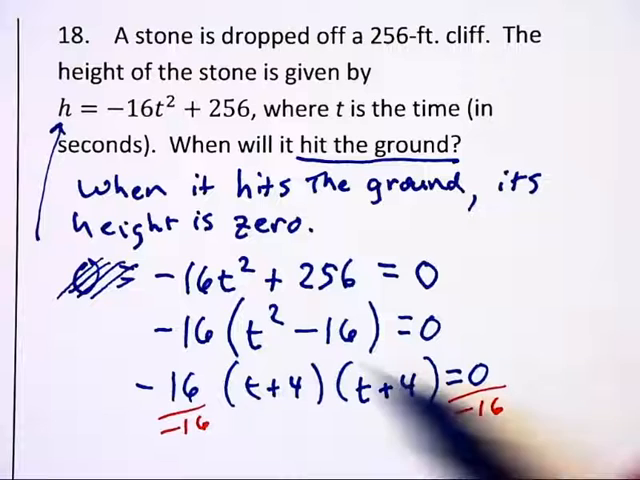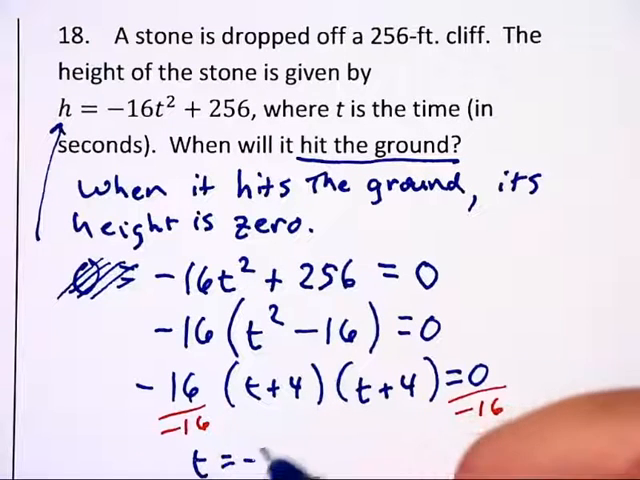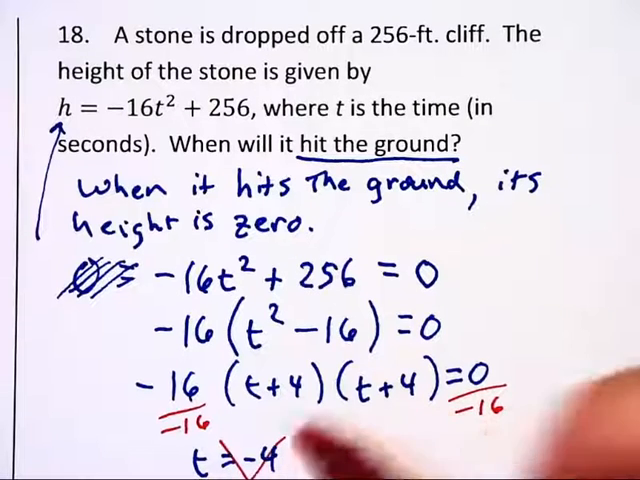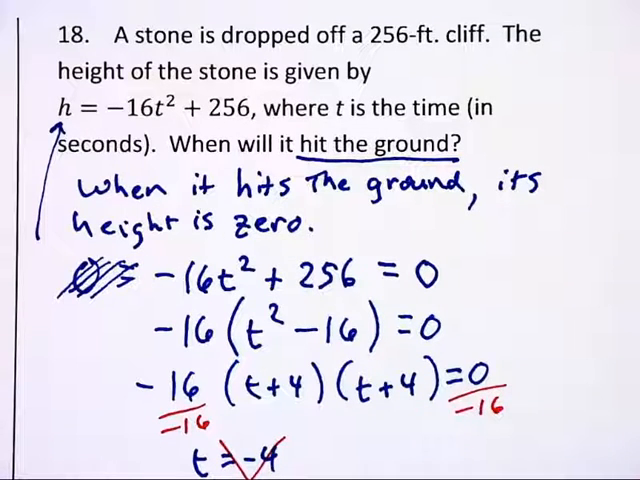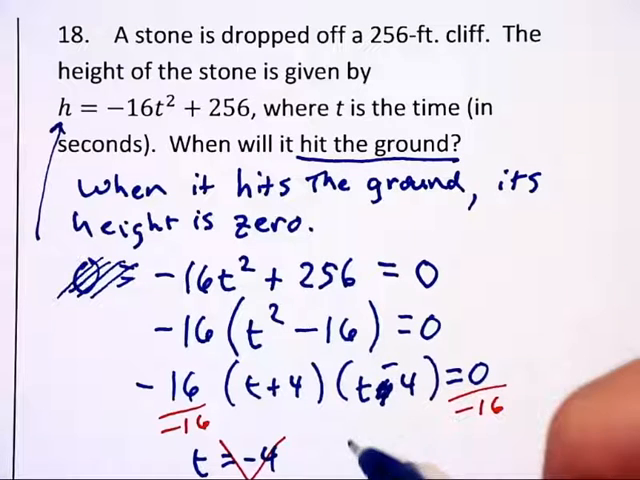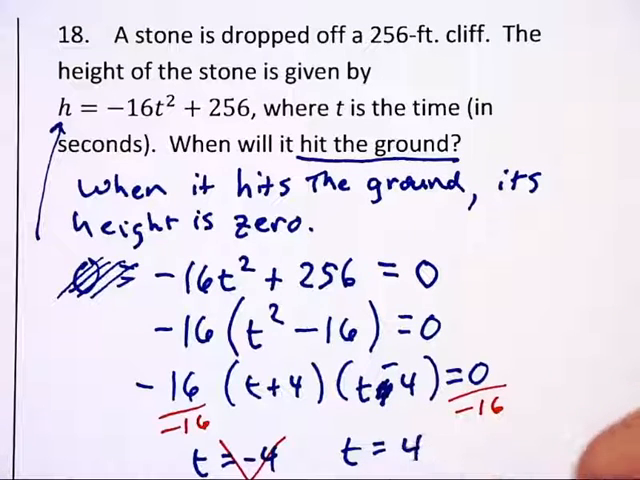And so basically we have t equals negative 4 seconds, which makes absolutely no sense. Whoops, I left out the minus right here. Or t is equal to 4 seconds. When will it hit the ground? Answer, 4 seconds after being dropped.